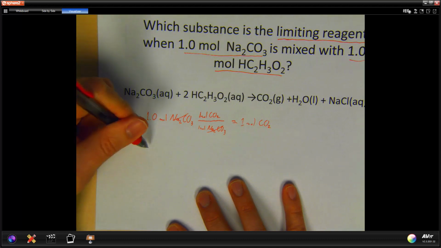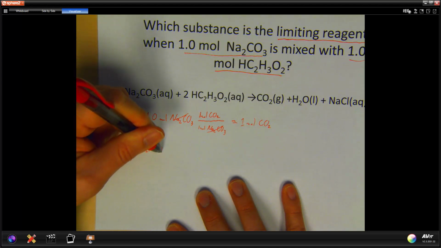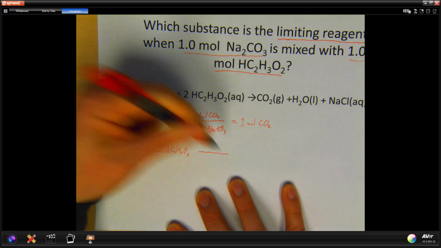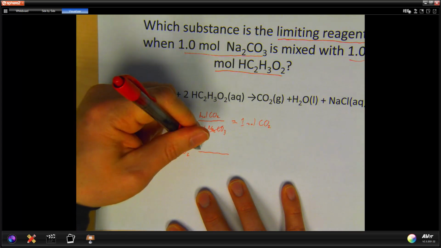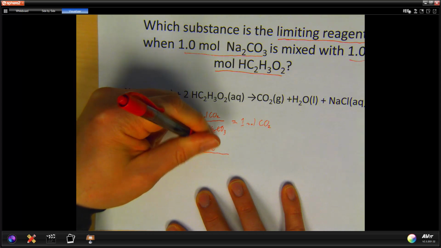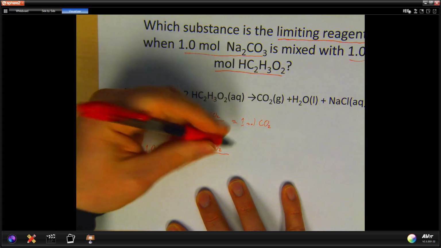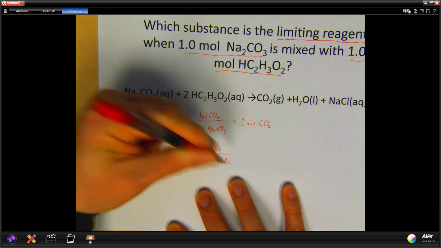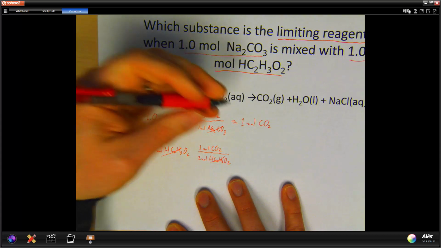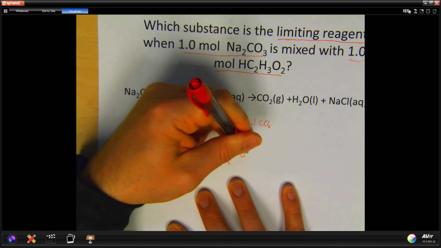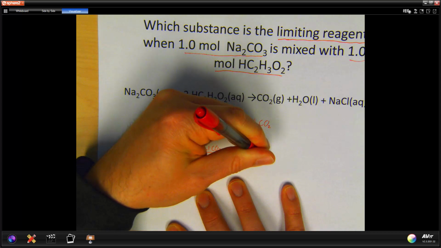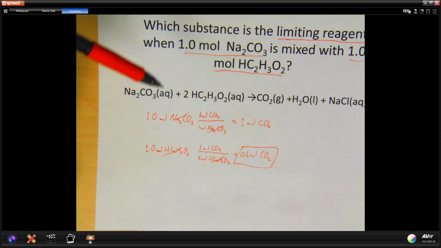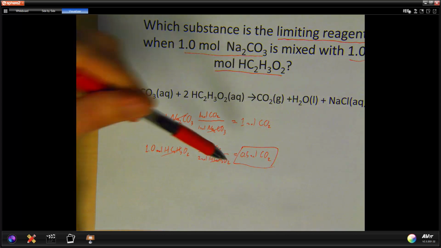Let's do the same thing for the acetic acid. So we start with 1 mole. Again, let's go to carbon dioxide. So 1 mole of carbon dioxide. In this case, we have 2 moles of the acetic acid. So we put a 2 there. And the moles of acetic acid cancel. When we do the math, you get 1/2 of a mole of carbon dioxide. This one is smaller. If the question is how much carbon dioxide we would produce, that would be our answer.